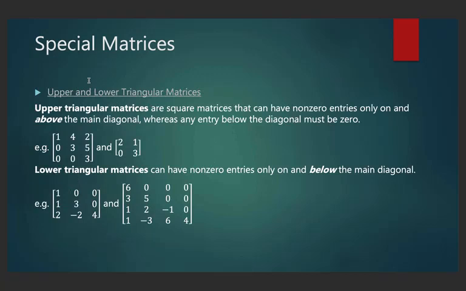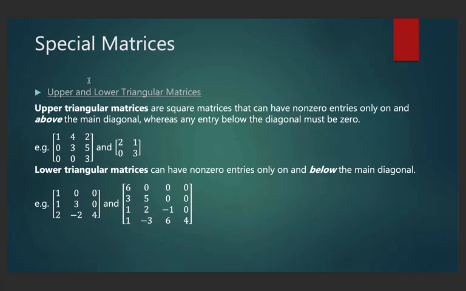Upper and lower triangular matrices. Upper triangular matrices are square matrices that can have non-zero entries only on and above the main diagonal, whereas any entry below the main diagonal must be 0. Here you can see below, 1, 3, 3 is the main diagonal. Since it's a square matrix, above that there are numbers, but below that there is only 0.